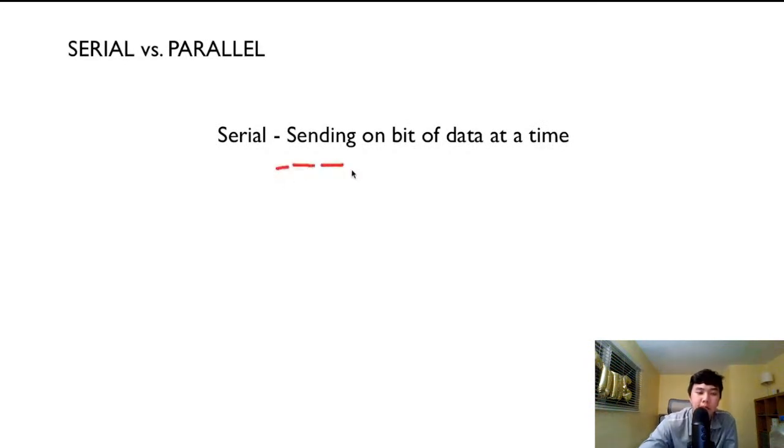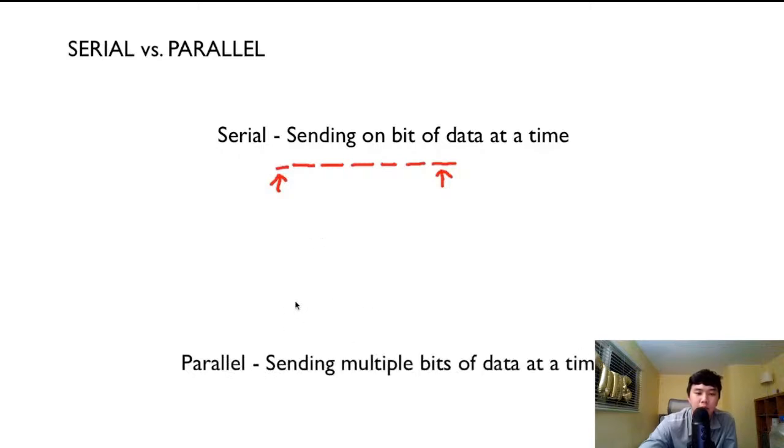If you pardon my not-so-straight lines here, that means that, just like this, I'm sending one piece of data at a time. So this piece of data right here has to be sent before I can send this piece of data. So you can see there's a limit to how much data I can send at any one point. Now, this is very different from parallel, which allows me to send multiple bits of data at a time. So I could send 4, let's say, bits of data, or 8.